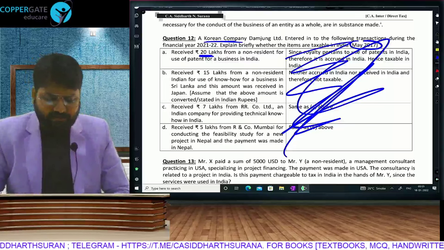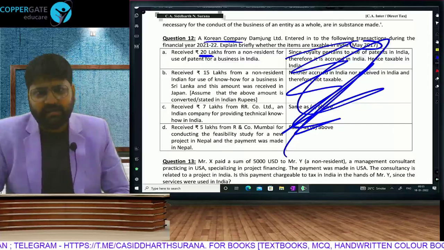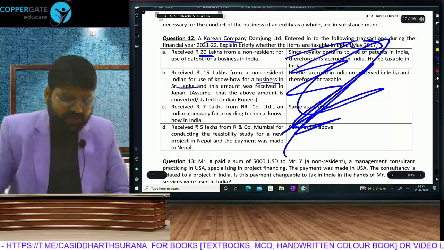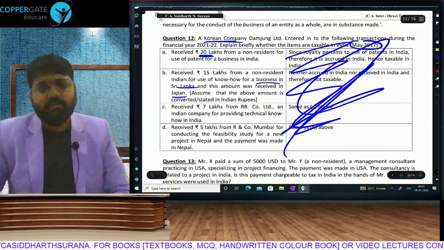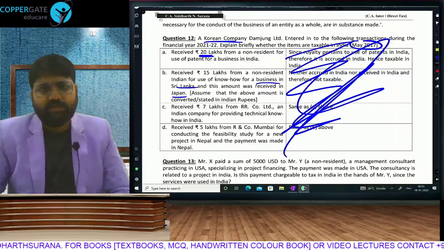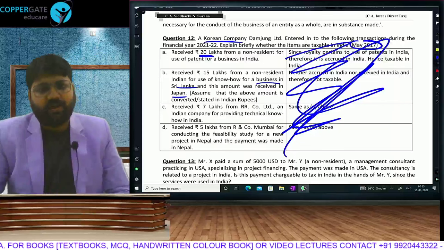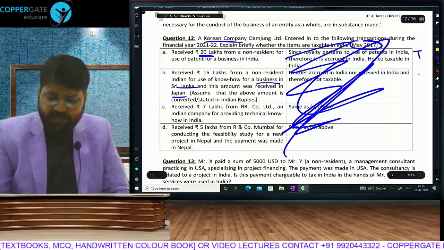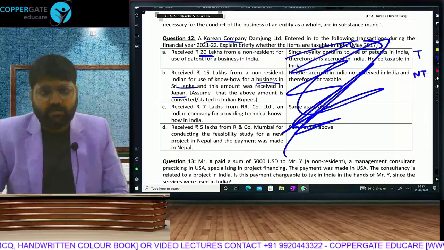So tell me one thing. Who is using the know-how, the intangible asset? Another non-resident. Where is it being used? For a business in Sri Lanka. And where is the payment being made? In Japan. Is this Indian income? And because it is foreign income and the assessee is non-resident, this answer was taxable, but this answer will be not taxable. Correct or not? Yes, sir. Correct. Third.